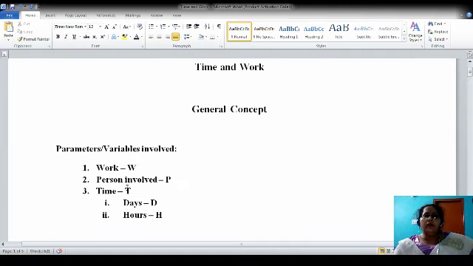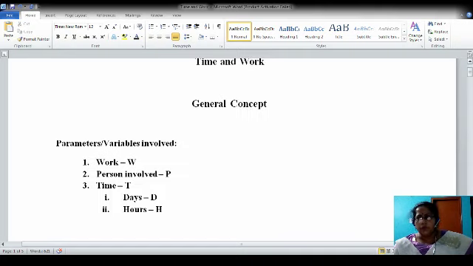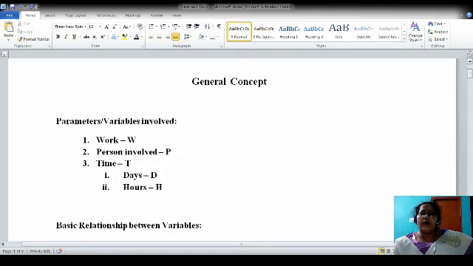Now the time may be given in number of days or in number of hours. So days let us denote as D and hours as H. Some problems involve both days and hours. Some problems may involve only days or only hours also. So these are the basic parameters or variables that can be involved in a time and work problem. Many of the problems will involve all these parameters, and again there may be problems where not all but some of them will be used. Next, let us try to see what can be the relationship between these variables.